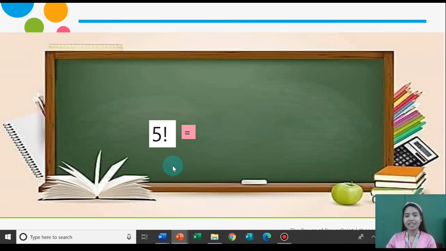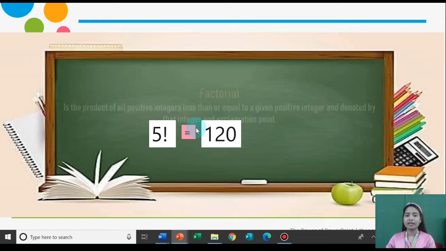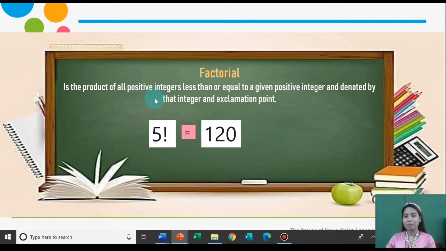I have here an example of a factorial number. We have 5 factorial is equal to 120. Hence, by definition in mathematics, factorial is the product of all positive integers less than or equal to a given positive integer and is denoted by that integer and an exclamation point.